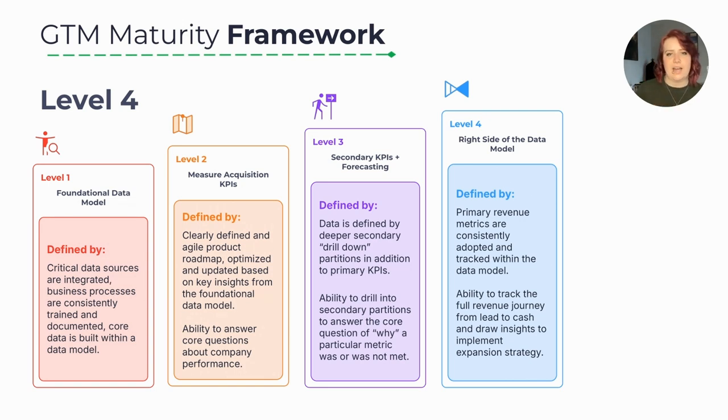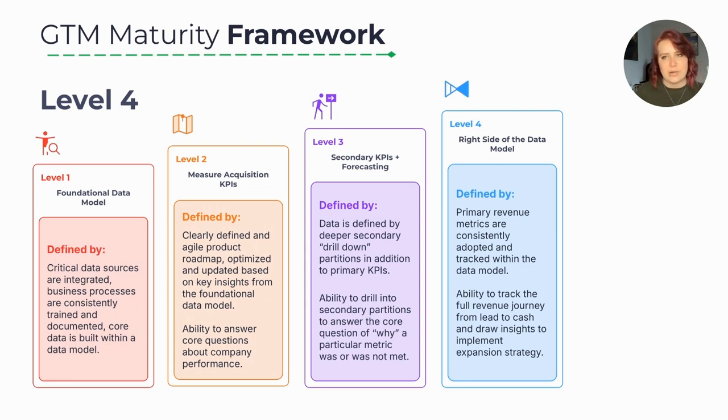Once you have that defined, you'll gain the ability to track the full revenue journey from lead to cash, and you can start drawing insights. That's level 5. Level 4 and 5 go hand in hand. So with level 4, this is where you're getting started. You're arming your teams with critical data usage, with the definitions that they need, the primary revenue metrics, to actually drive insights that would reduce downgrades and increase expansion.